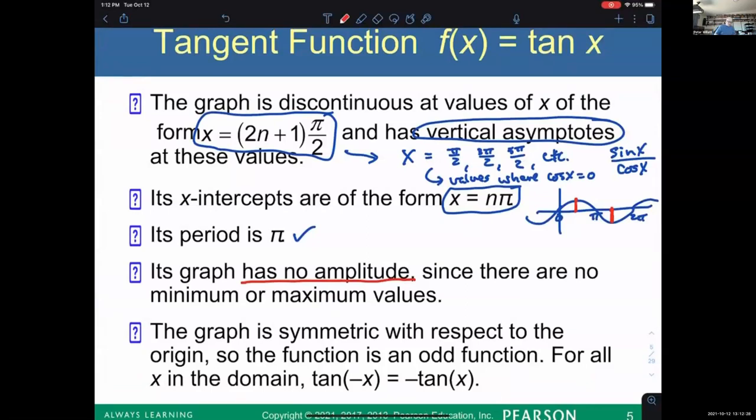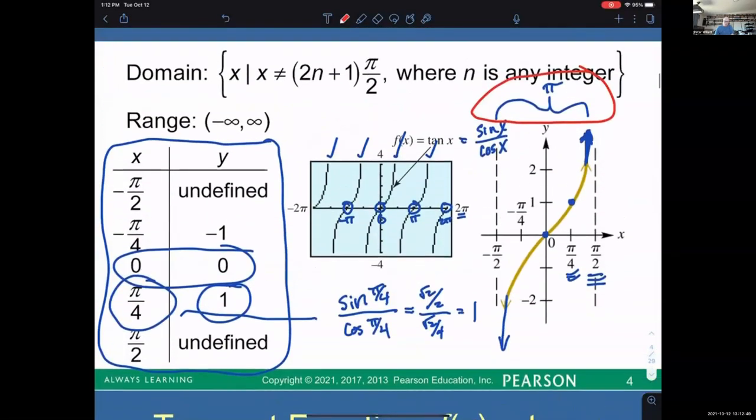And as they do mention here, which is again something we're trying to get comfortable with, it's symmetric with respect to the origin. So we looked at that briefly. That's also true for the sine function. And it basically means if I plug in a value into the tan function and I change the sign of my input, I get the same answer that just changes the sign. So for example, if I plug in pi over 4, I get 1. And if I switch to negative pi over 4, then I get negative 1.